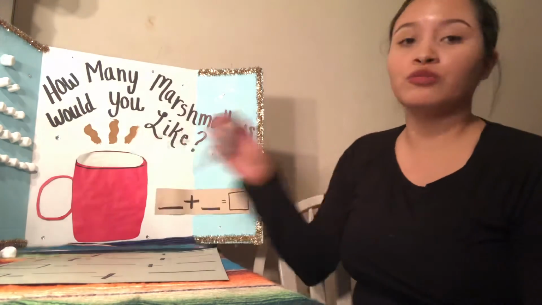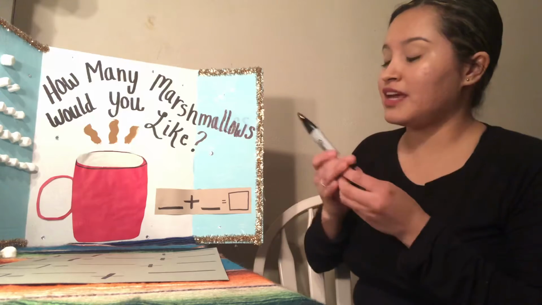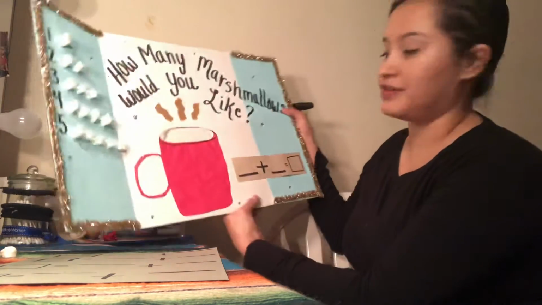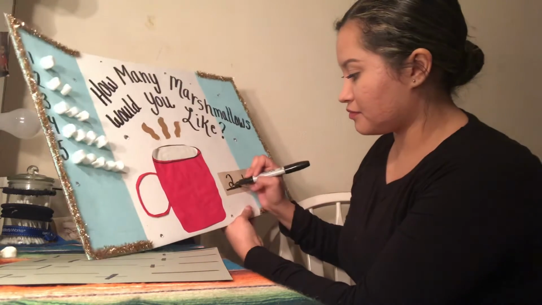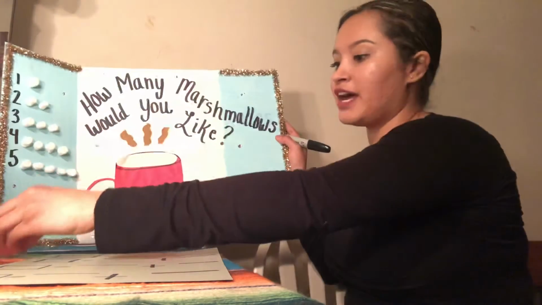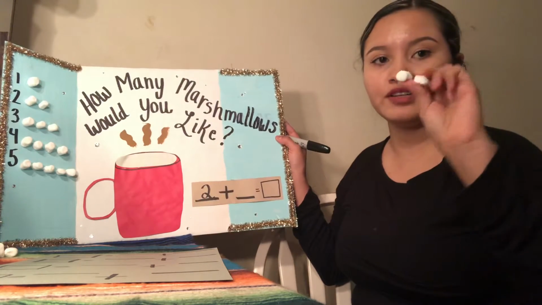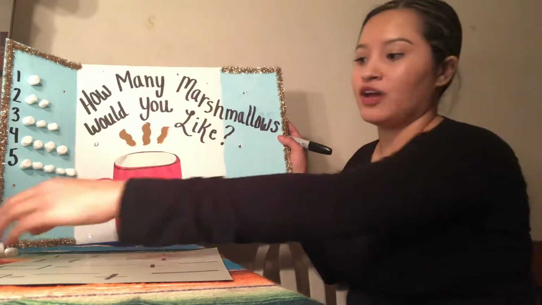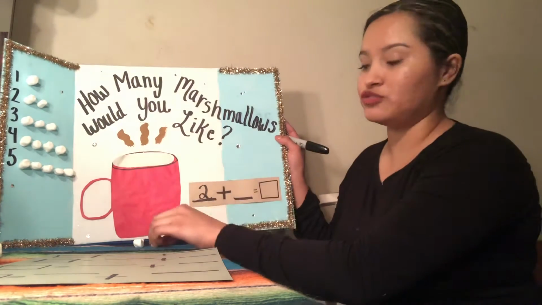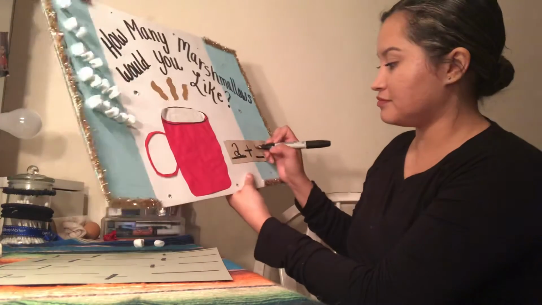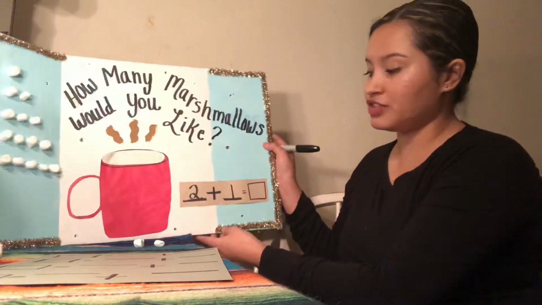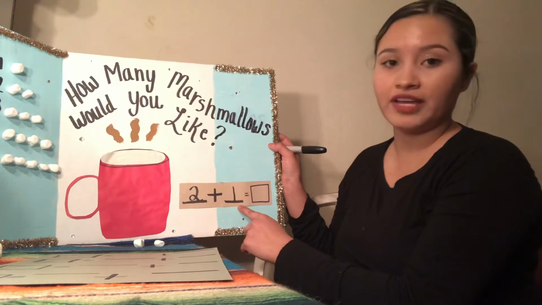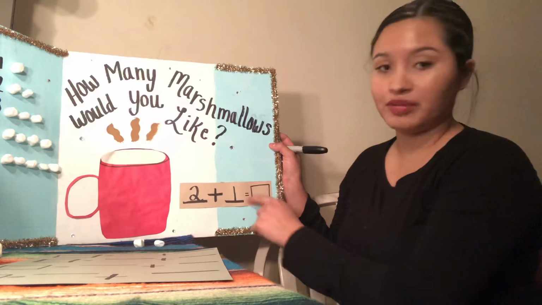So to begin with, we will do an example together. Let's say I have 2 marshmallows in my red mug. So I'm going to have 2 marshmallows, 1, 2, and put them in my mug first. Let's say I want to add 1 more marshmallow to my mug of hot chocolate. Here we will see the problem. 2 plus 1 equals blank.